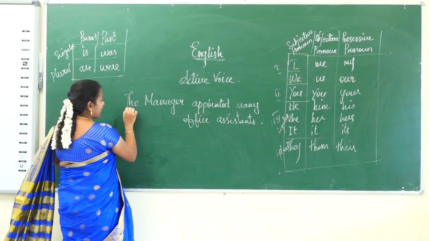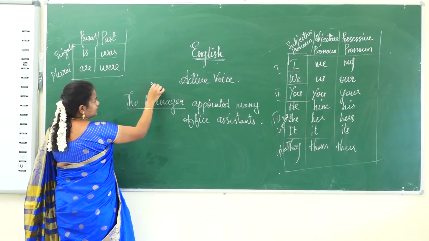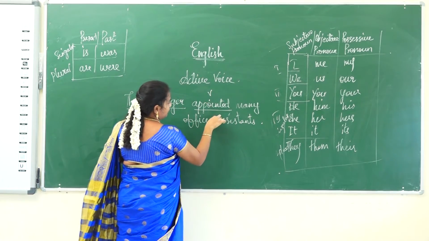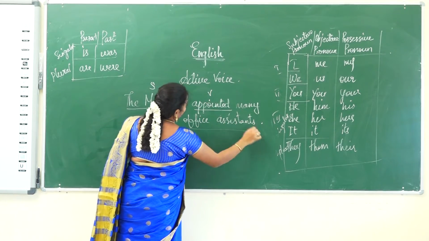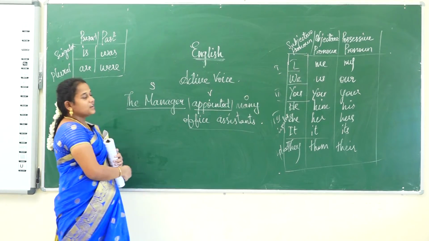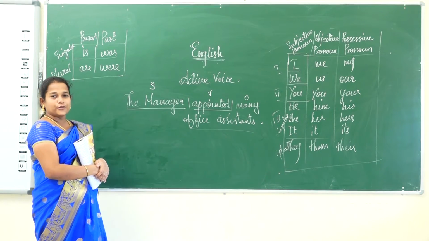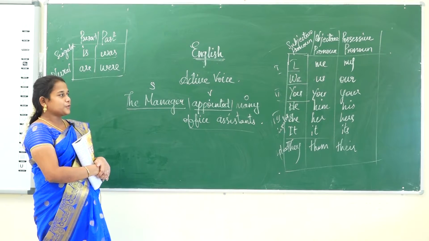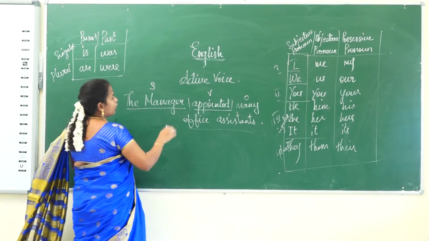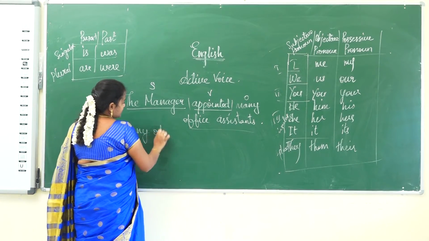So, here the manager is the doer of the action, he is the subject. Appointed is an action, so it is a verb. Many office assistants, whom he had appointed? Many office assistants, so automatically it is the object. According to the rule, how do we change? We have to change the object into the place of the subject. So, many office assistants.